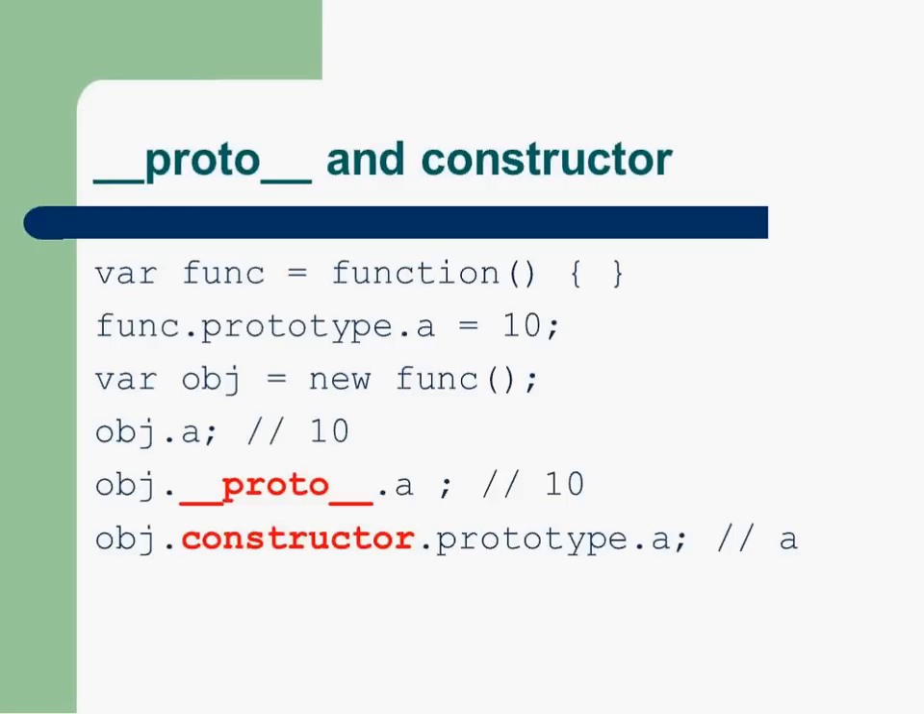So object dot underscore proto also points to that object, like a link. In Mozilla based browsers it's available. Even as a JavaScript programmer, you can access it. In IE, they don't allow you. So if you want to access the prototype, you say object dot constructor, meaning the constructor function that was used to create this object. In our case, this is func. So basically object dot constructor dot prototype is the same as func dot prototype. So both are pointing to the same object.